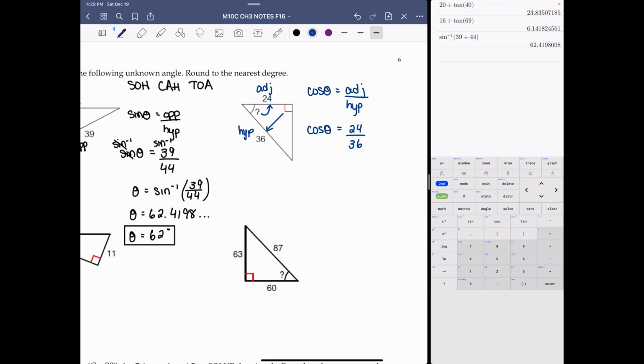We want to move the cos to the other side, so do cos inverse on both sides. Cos inverse and cos cancel each other out. We get theta equals cos inverse of the fraction 24 over 36. Then we calculate, shift cos brackets 24 over 36, or 24 divide 36, which is 48.1896. To the nearest whole number, that would be 48 degrees.